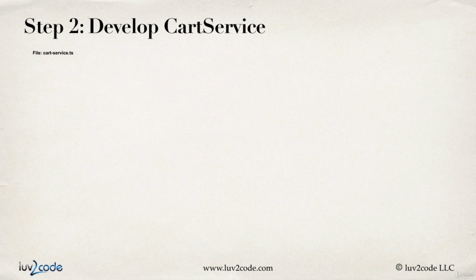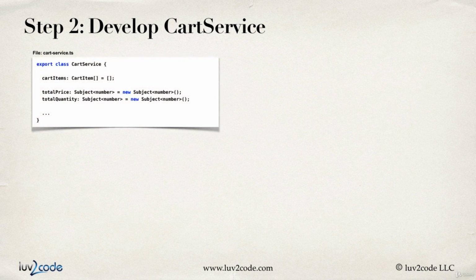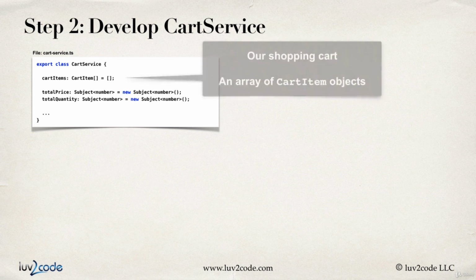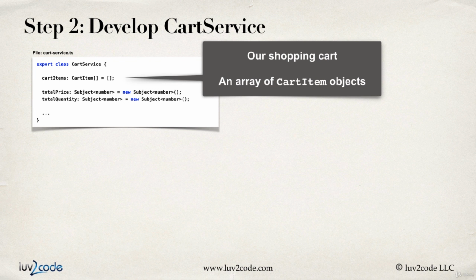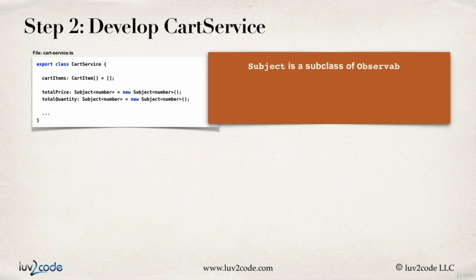Alrighty, so in step two, we're going to develop our cart service. So we have this class cart service. Up top, we have our shopping cart. It's simply an array of cart item objects, and we initialize it to an empty array. So it starts out as empty up front. And then we have two entries here for total price and total quantity. These are subjects. So you may wonder, well, what is a subject? Well, a subject is a subclass of observable.